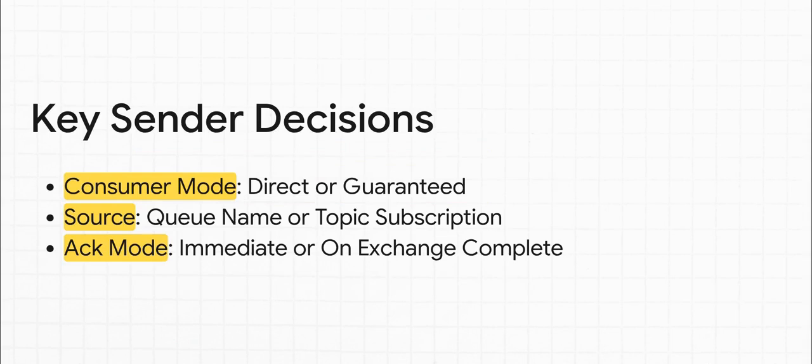So when you're setting up a sender, it really comes down to answering three big questions. First, what's the consumer mode? Basically, how do you want to get your messages? Is good enough okay with direct delivery, or do you need it guaranteed? Second, where's the source? Are you pulling from a very specific queue, or are you listening to a broader topic subscription? And third, and this is a big one, acknowledgement. When do you say, yep, got it? As soon as the message arrives, or only after your entire process is finished?